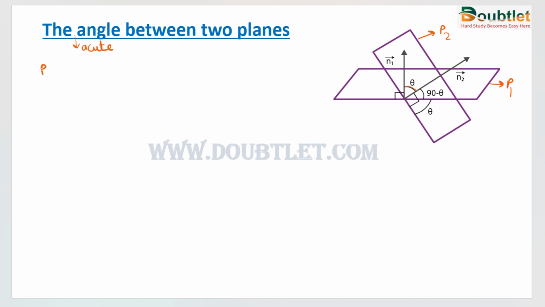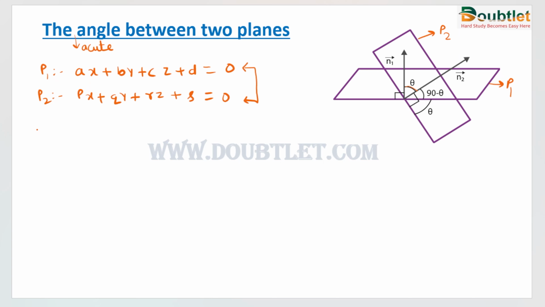So let's write the general equation of plane P1. We can write this as ax plus by plus cz plus d is equal to 0. This is the equation of plane P1. And if we write the equation of plane P2, then we can write this as px plus qy plus rz plus s is equal to 0. So these are two different planes that are intersecting at an angle theta.